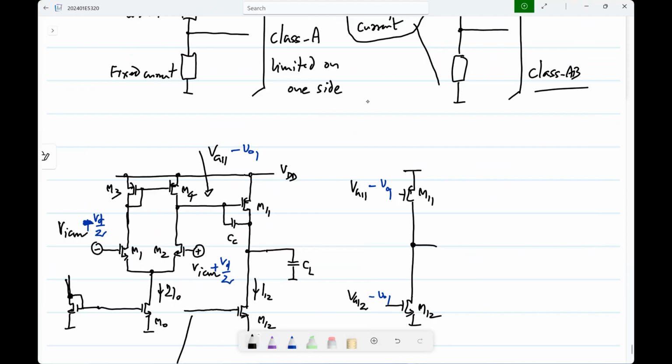VDD by 2. Bias which one? I'm talking about this VG11 here, which is whatever is provided by the first stage. Earlier, I was deriving this VG12 from the current mirror when I wanted a fixed bias. Now, what should I do?